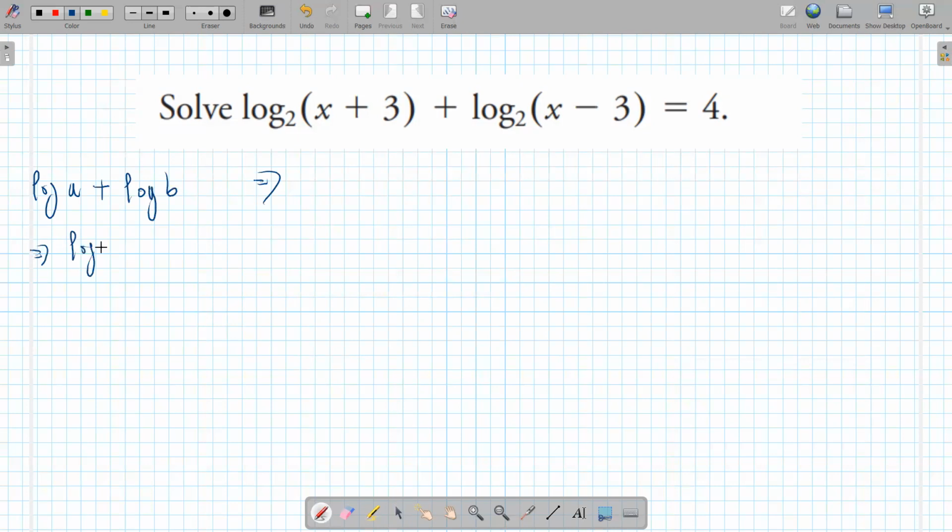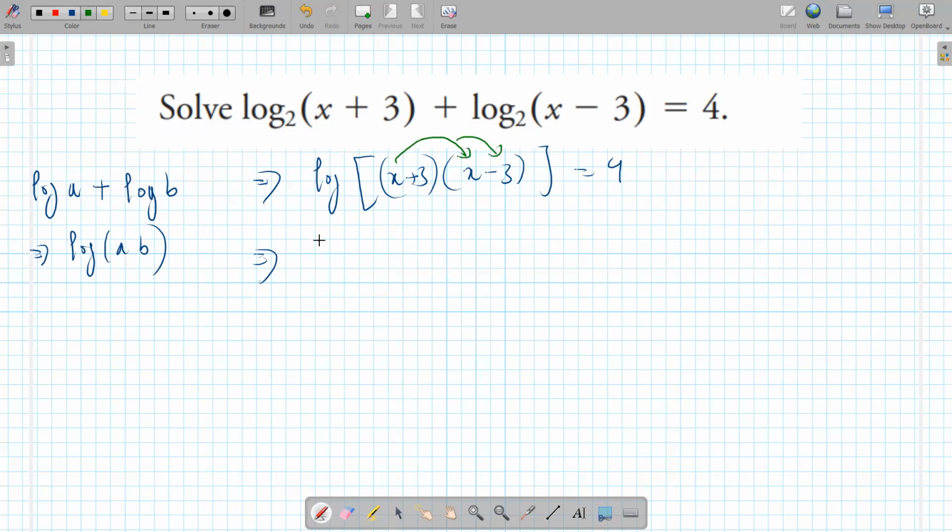Then you combine. You multiply. So it becomes log A times B. So here we're going to do log of x plus 3 times x minus 3, like that. Let's open this bracket up. What do you get when you open that bracket? You're going to get 4 terms. X squared minus 3x, what are the other two? Plus 3x minus 9. Equals 4.